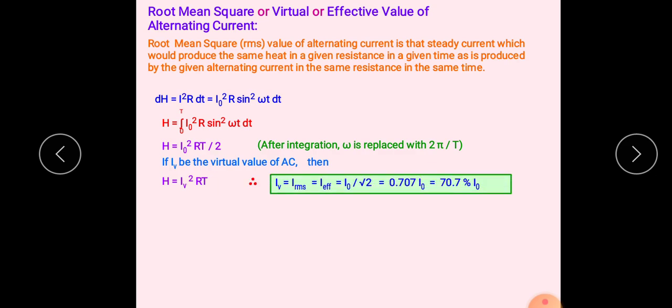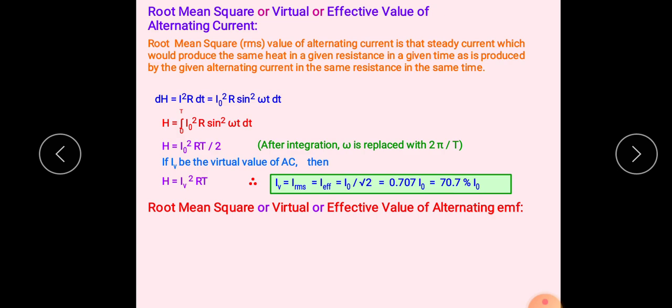I RMS equals I naught by root 2. If we compare these two expressions of heat produced, RT and RT will cancel out. I naught square by 2 equals IV square. Therefore, IV equals the square root of I naught square by 2, and that comes as I naught by root 2, which is 0.707 I naught. Or in other terms, you can say it is 70.7% of I naught.